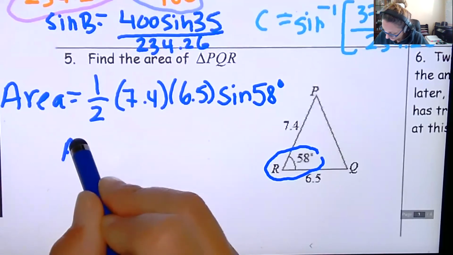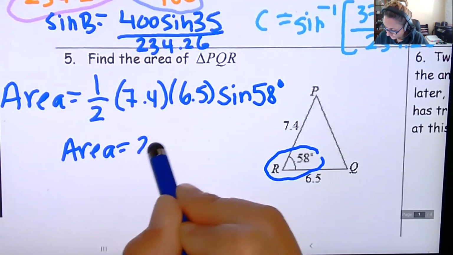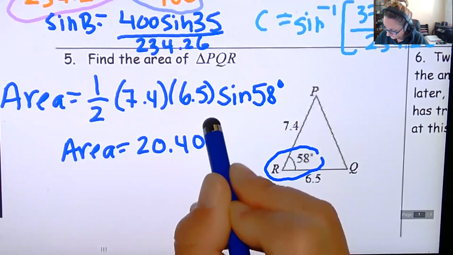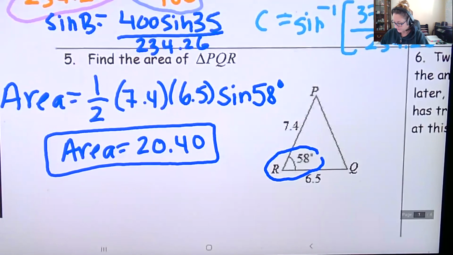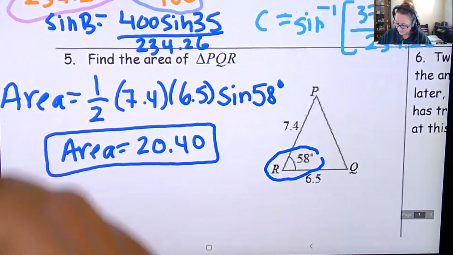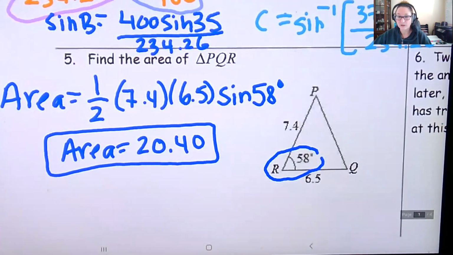So area equals 20.40 square units, whatever units it is. It doesn't say what units this is. Okay, and last one.